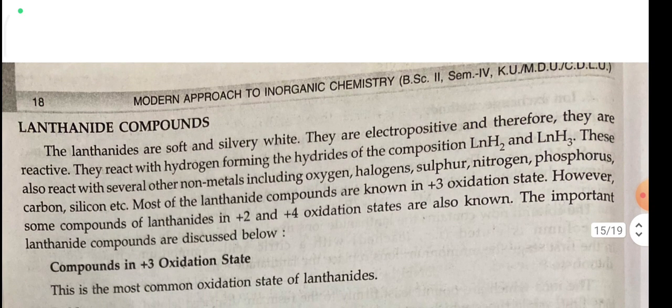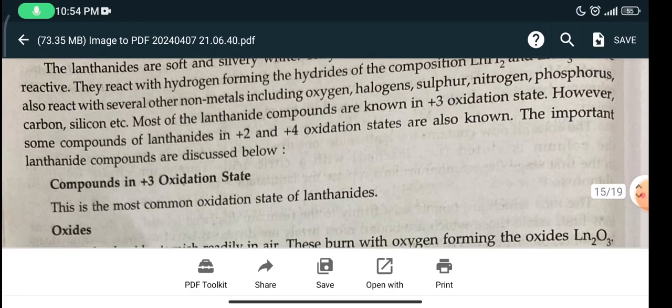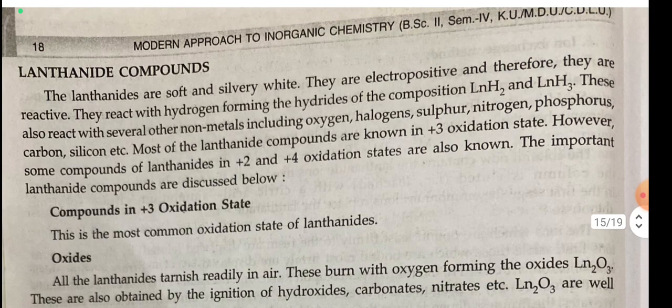Lanthanide compounds. The lanthanides are soft, silvery white metals. They are electropositive and therefore they are very reactive. They react with hydrogen forming hydrides of composition LnH2, LnH3. These also react with several other elements including oxygen, halogen, sulfur, nitrogen, phosphorus, carbon, silicon, etc.